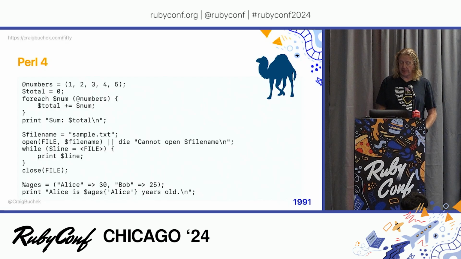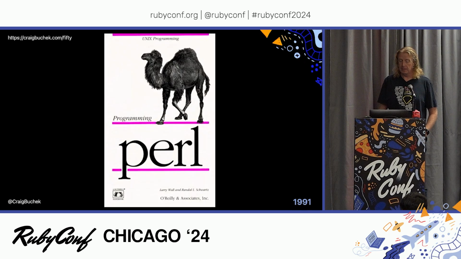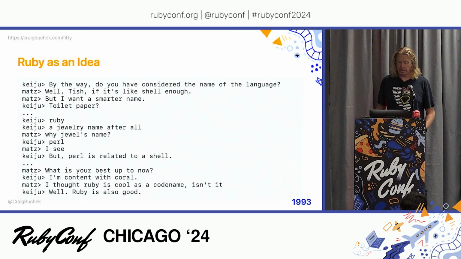And Larry Wall's design philosophy was easy things should be easy and hard things should be possible. But they didn't have any objects until Perl 5 in 1994. To coincide with Perl 4 in 1991, they released the Programming Perl Camel book with Larry Wall and Randall Schwartz. That is still a popular book today. I think it's still O'Reilly's most popular book.